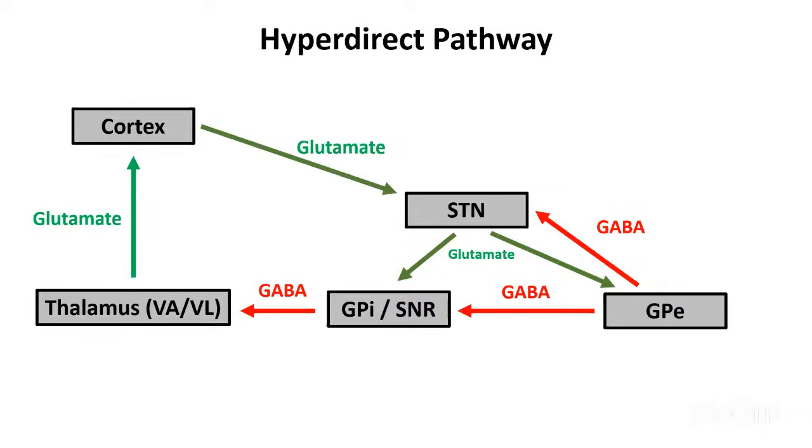Next. And one more is the hyperdirect pathway, where we do not have the striatum, and we directly receive the impulse from the cortex to the subthalamic nucleus, and from the subthalamic nucleus to the globus pallidus externa and interna, and then to the thalamus. So we can remember this pathway is also inhibitory, like the indirect pathway. It is inhibitory to the cortex.